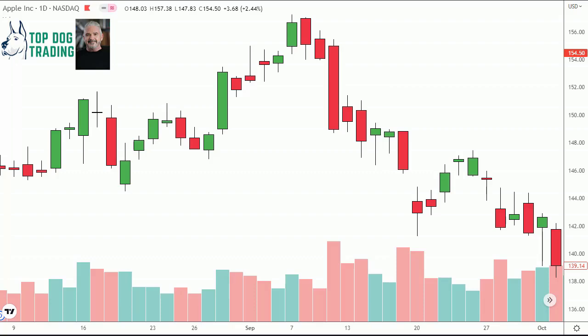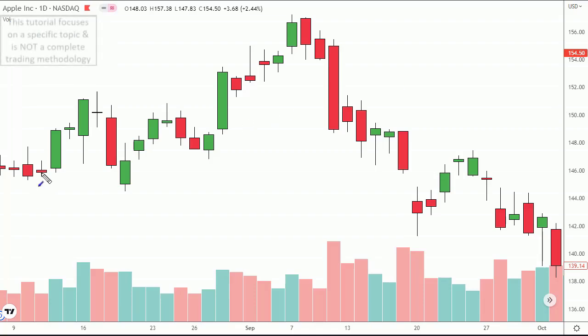All right, so what we have on our chart here is, of course, price at the top. These are price bars up here, and then we have volume bars down here.